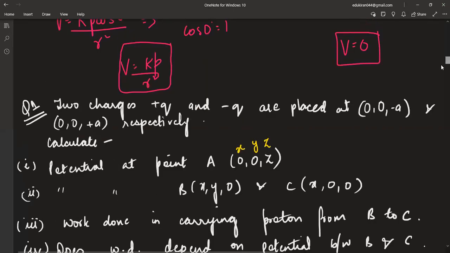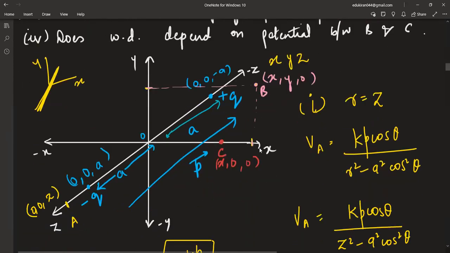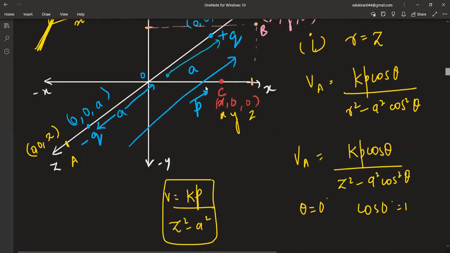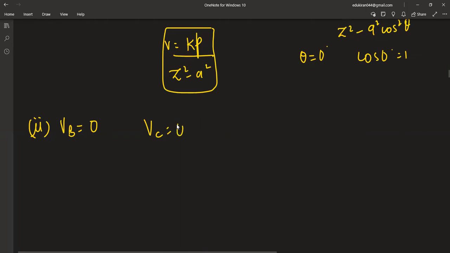VC, x comma 0 comma 0. Again, when the point is lying on the x-axis, x comma 0 comma 0, the x-axis is also perpendicular to the dipole, the z-axis. The dipole is there on the z-axis. If any point is there on the z-axis, we will write it as axial line, the way we did in the first part. If any point is there in any plane or any other axis apart from z, that becomes equatorial, right? So VC will also be 0 because of 90 degrees.